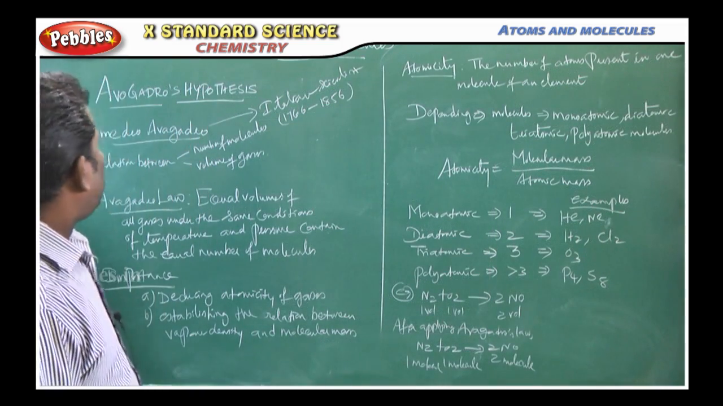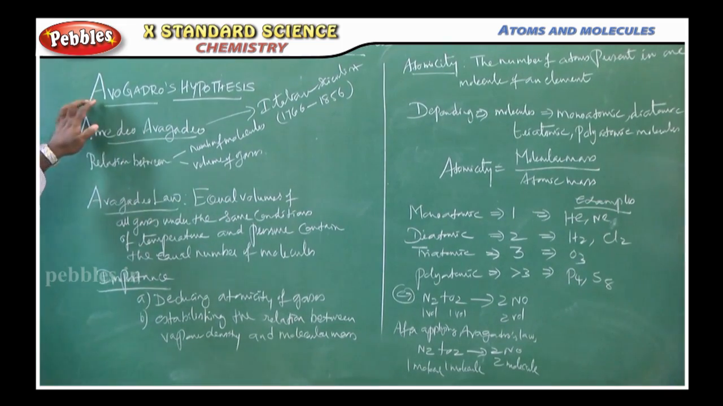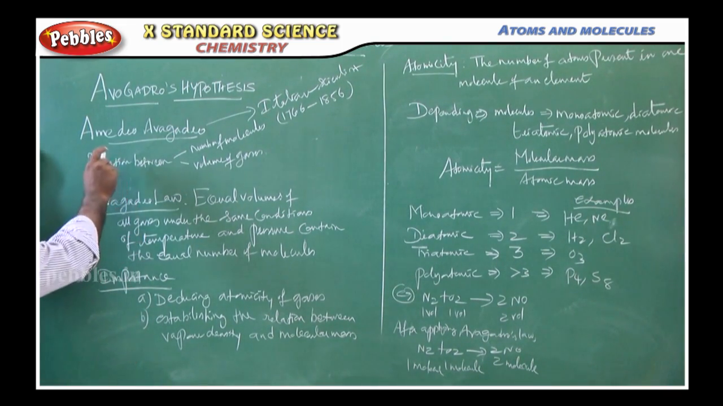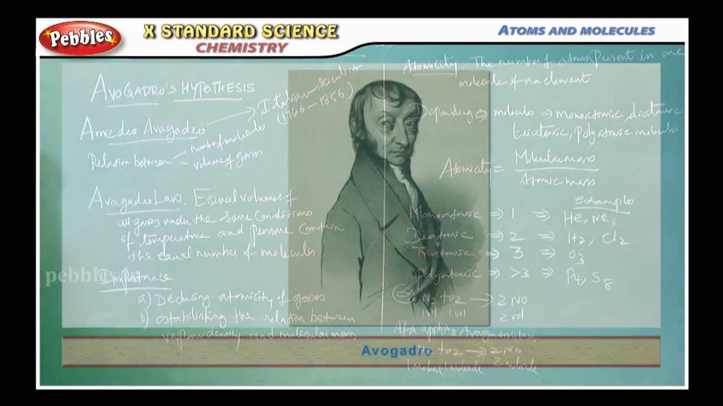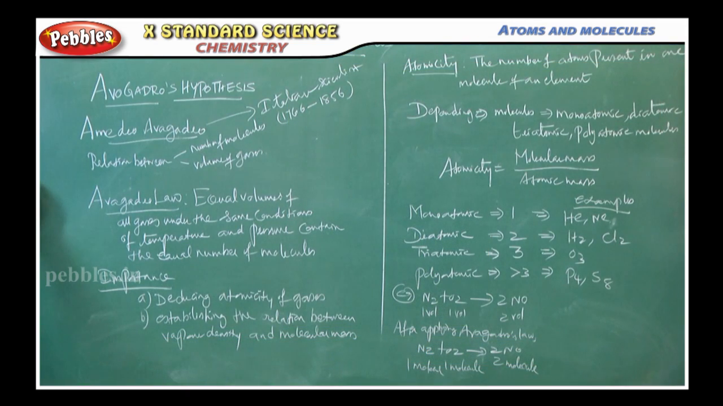So next we are going to discuss the Avogadro hypothesis. This Avogadro hypothesis is given by Amedeo Avogadro, an Italian scientist. The life period of Amedeo Avogadro is 1766 to 1856. He was born in the year 1766 and died in 1856. This is the life period of Amedeo Avogadro.